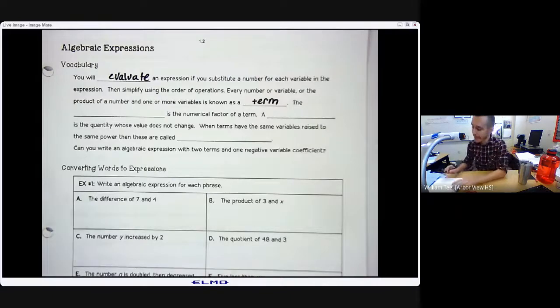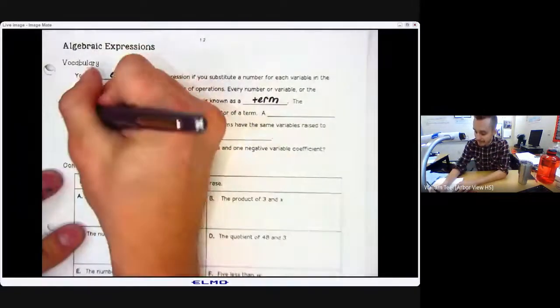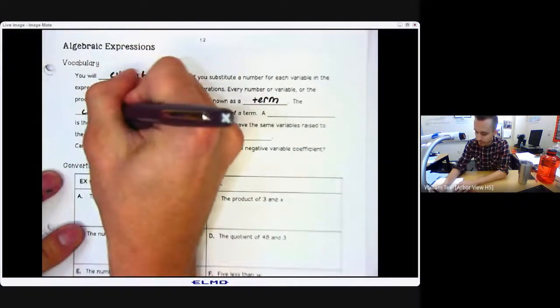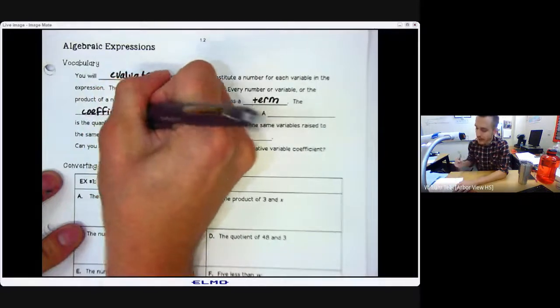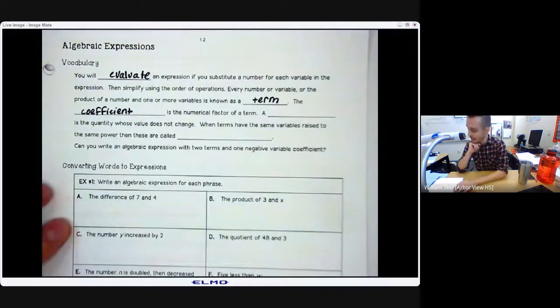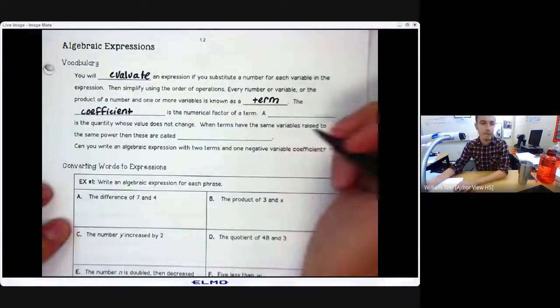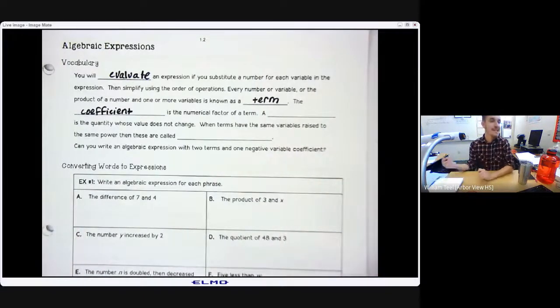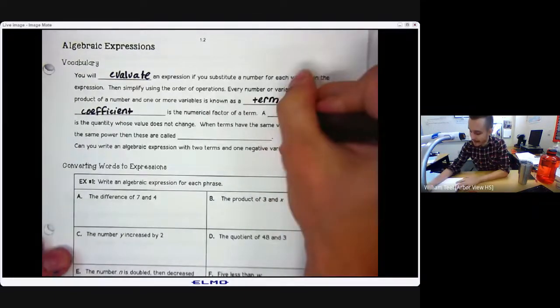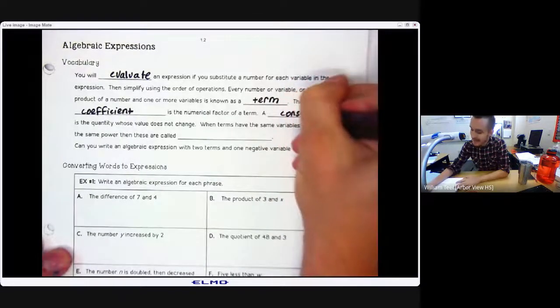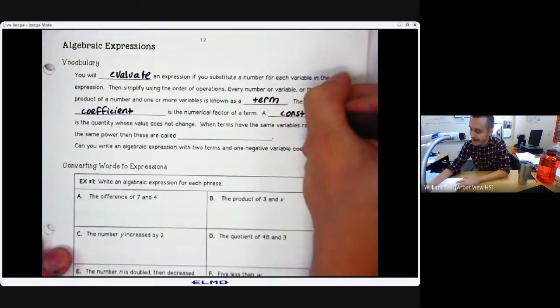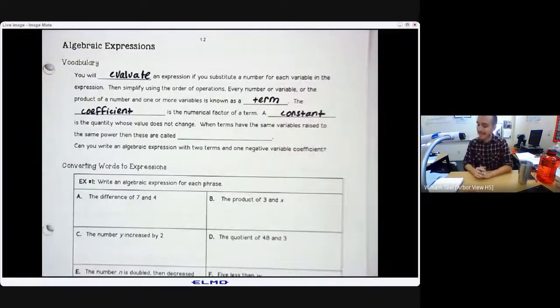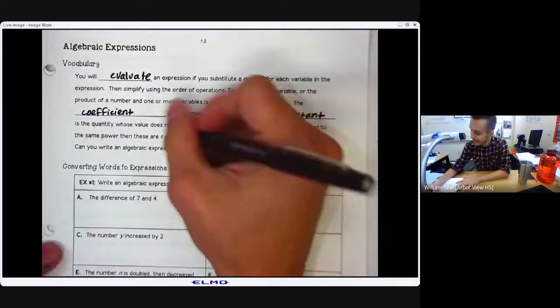Now, the coefficient, this is a fun word, the coefficient is the numerical factor of a term. So if we're looking at an expression, the coefficient is just going to be the numbers that are outside of the variables, attached to the variables. Now, a constant, on the other hand, is a quantity whose value does not change. When terms have the same variables raised to the same power, they are called like terms.